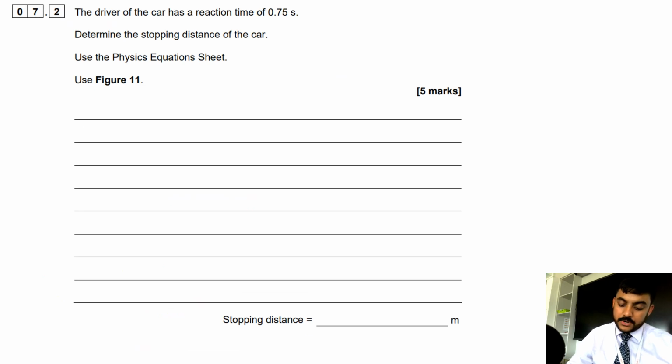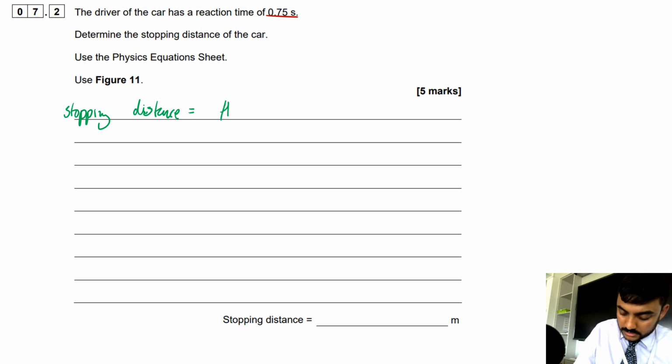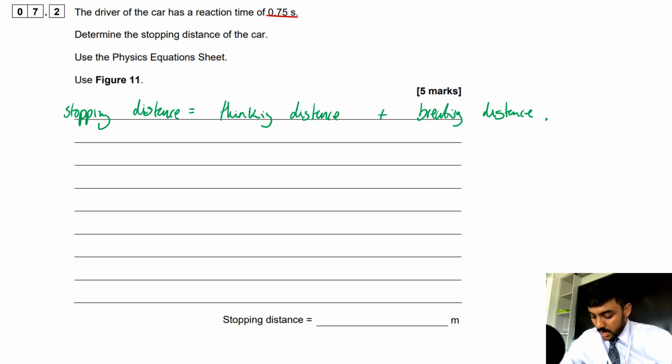Next question. The driver of the car has a reaction time of 0.75 seconds. Determine the stopping distance of the car. So I'm going to have to write down a statement first that you should all know: stopping distance is equal to thinking distance plus braking distance. Now, the thinking distance is how far the car travels while the driver is thinking, and the braking distance is how far the car travels while it's braking.